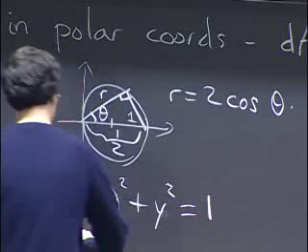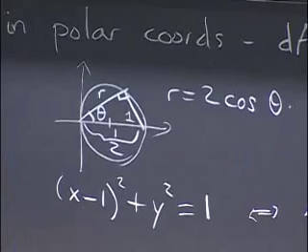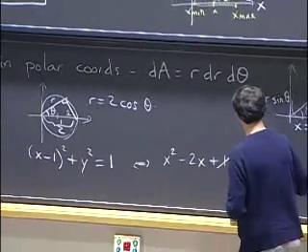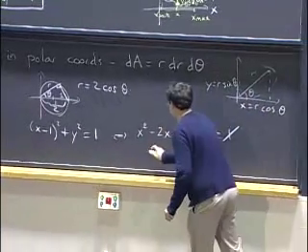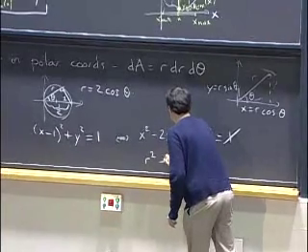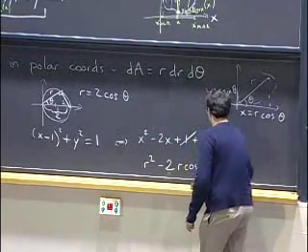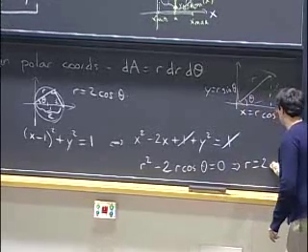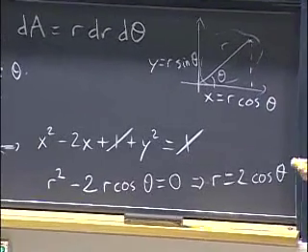So if you expand that, you'll get x squared minus 2x plus 1 plus y squared equals 1. The ones simplify. x squared plus y squared becomes r squared, minus 2x becomes minus 2r cosine theta, equals 0. That gives you, when you simplify by r, r equals 2 cosine theta. Two ways to get the same polar equation.